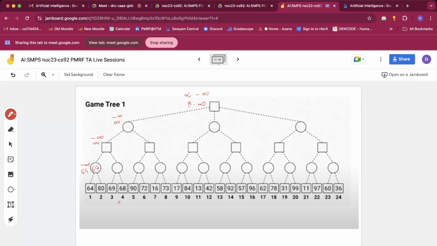This in turn will be passed on to its parent, which is a max node. This will compare its alpha value with the value of the child that it is taking an evaluation from. This min node will offer a value of 64, and this max node, which has a current alpha value of minus infinity, is lower than 64. So its alpha value will get updated and become 64.